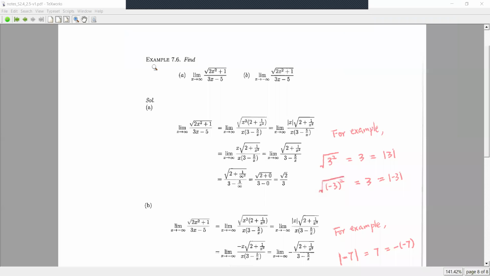Example number 6. Find these two limits. The limit in part A is a limit at positive infinity. The limit in part B is a limit at negative infinity. The functions in these two limits are equal. They are the same function. Now, in this example, I am going to find the limits only by the analytical method.